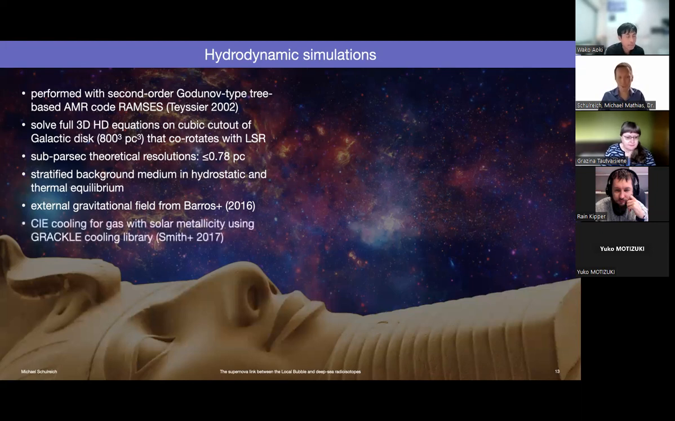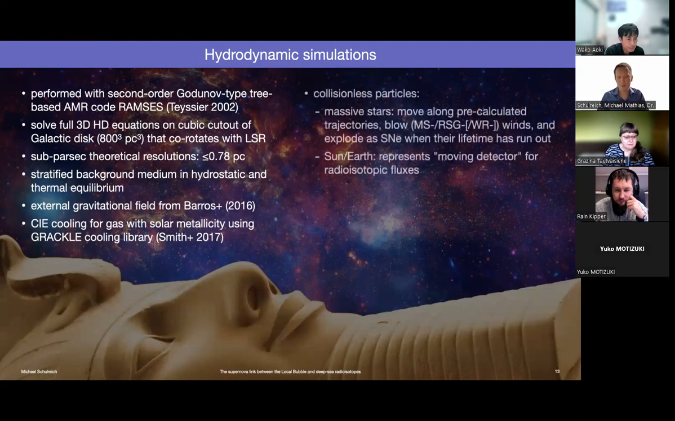We account for collisional ionization equilibrium cooling of the gas, which we assume to have solar abundances everywhere. And both the local bubble progenitors as well as the sun are treated in these simulations as collisionless particles, which move along the trajectories already calculated with GalPy. The massive stars blow stellar winds, which depend not only on the initial masses of the stars, but also on their instantaneous ages. And as such, all the stars go through a main sequence and the red supergiant phase, and only the two most massive ones through an additional Wolf-Rayet phase. And when their lifetimes have run out, they explode as supernovae.